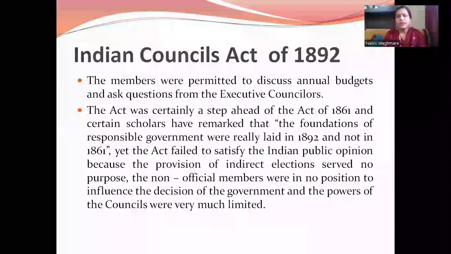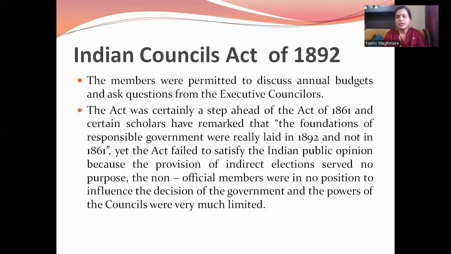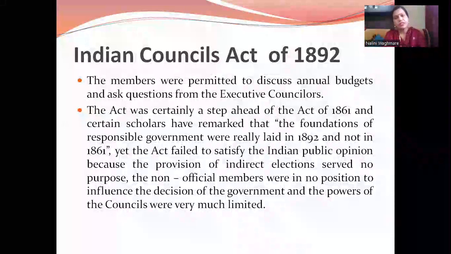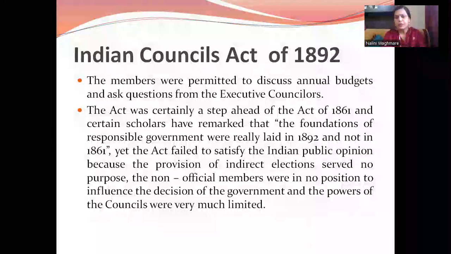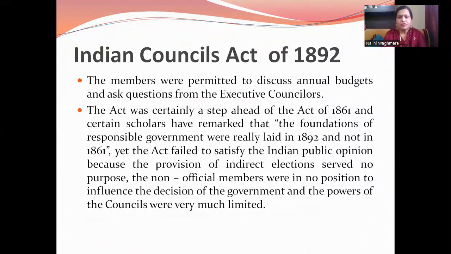In the Indian Councils Act of 1892, the members were permitted to discuss the annual budgets and ask questions of the executive councillors. The Act was certainly a step ahead of the Act of 1861, which was introduced previously. Certain scholars have remarked that the foundation of responsible government was really laid in 1892 and not in 1861. Yet the Act failed to satisfy Indian public opinion because the provisions of indirect elections served no purpose. The non-official members were in no position to influence the decisions of the government, and the powers of the councils were very much limited.